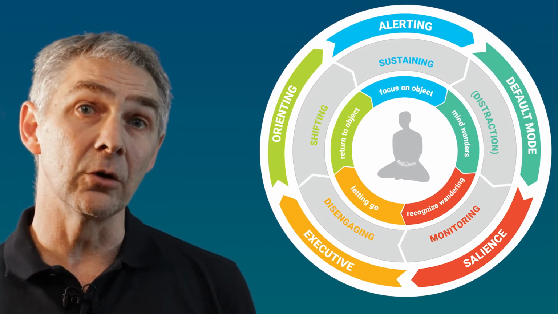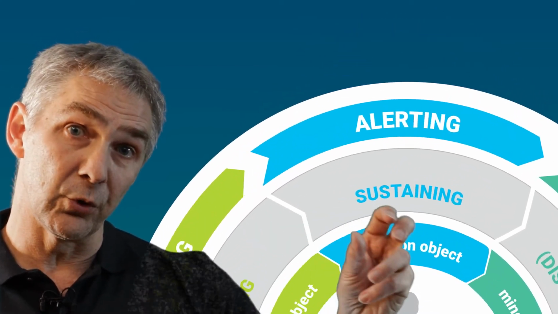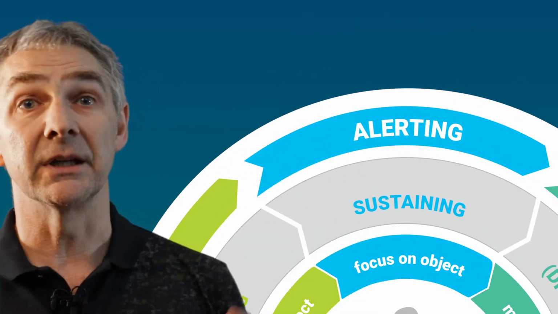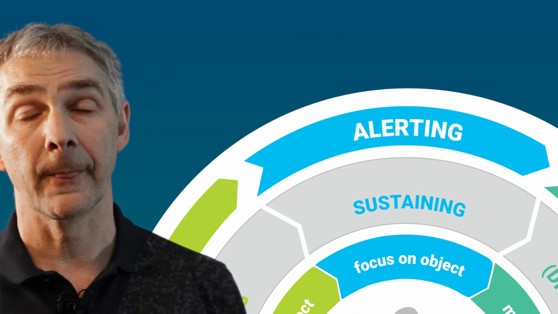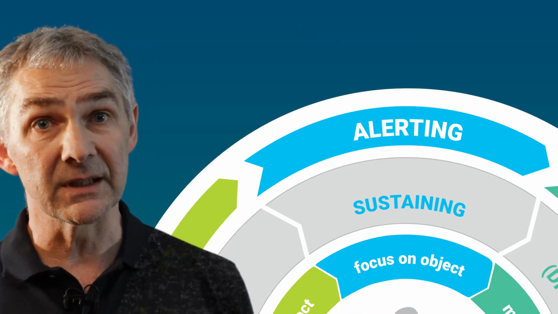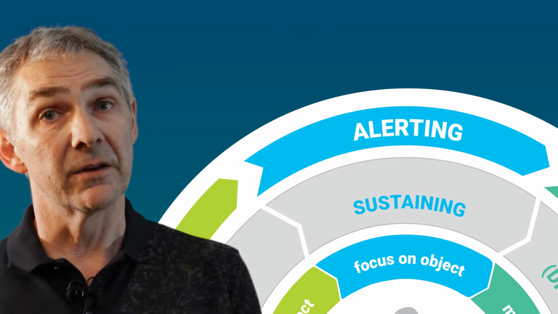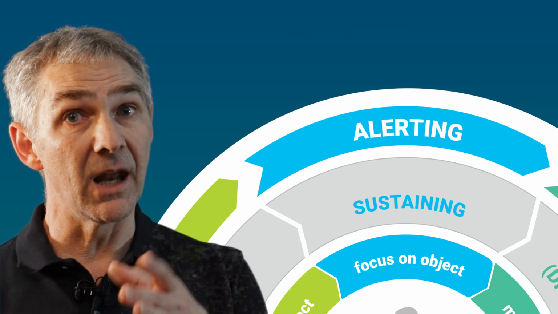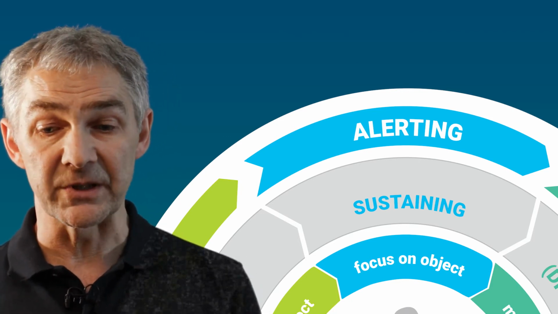So first of all, on top, the blue area there, this is the so-called alerting network. And the alerting network, as the name suggests, maintains the level of alertness and allows us to sustain attention, to focus on an object.